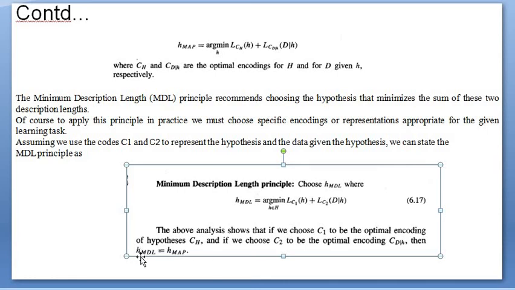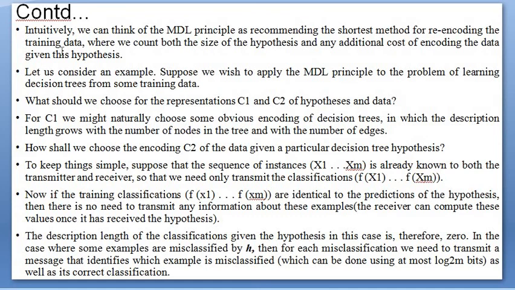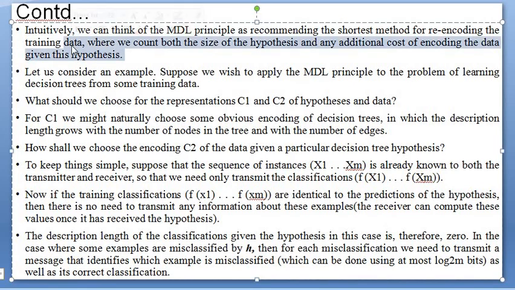Then the formula becomes H_MDL, that is the minimum description length hypothesis, is equal to the maximum a posteriori hypothesis. So intuitively, we can think of the MDL principle as recommending the shortest method for re-encoding the training data, where we count both the size of the hypothesis as well as the additional cost of encoding the data given this hypothesis.